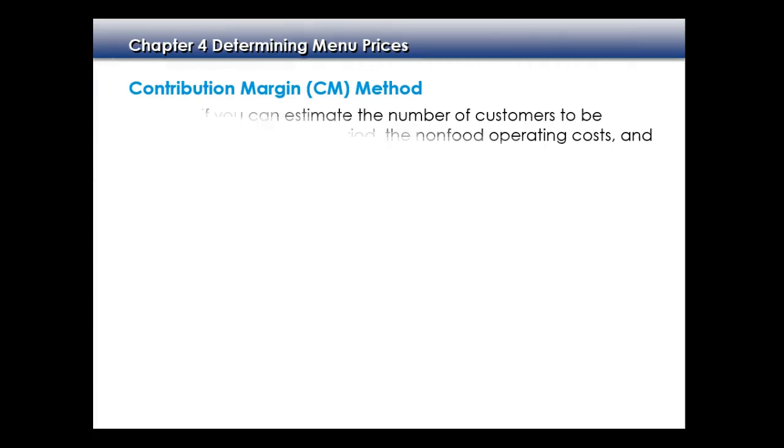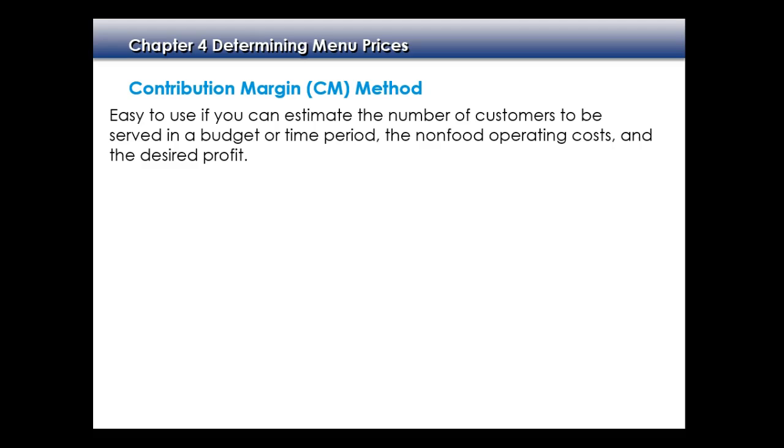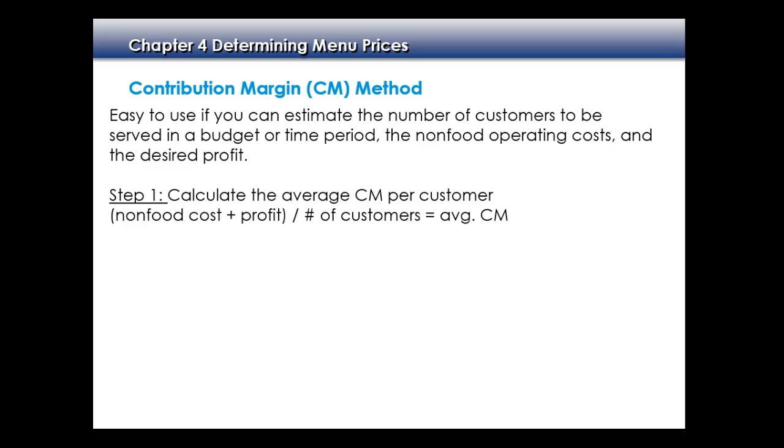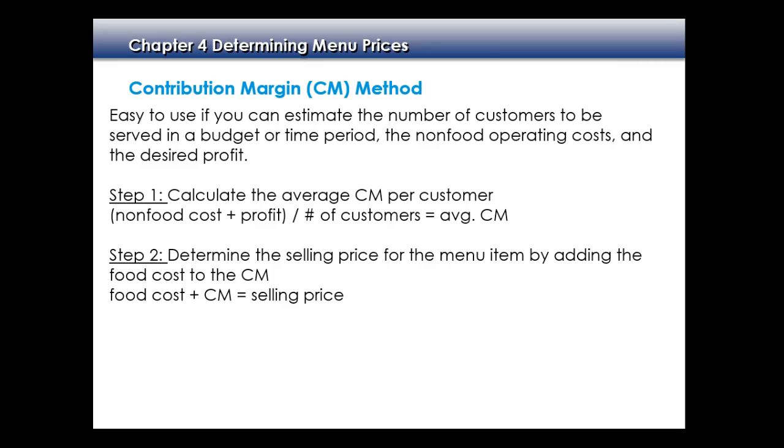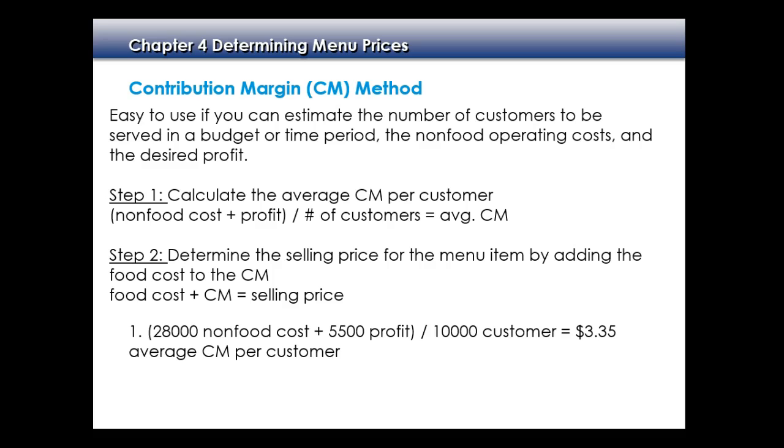Now there's the contribution margin method. With this, you can estimate the number of customers to be served in a certain time period, the non-food operating cost, and desired profit. You need to know all that before you can use this method. So step 1, we're going to get the non-food cost plus profit, add those two together and then divide by the number of customers. That'll give you your average contribution margin. So you just want to take the food cost of that item and then add the contribution margin to it, which will give you your selling price.